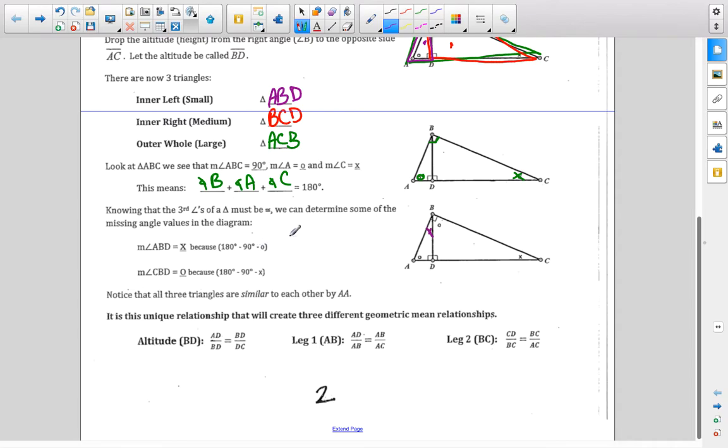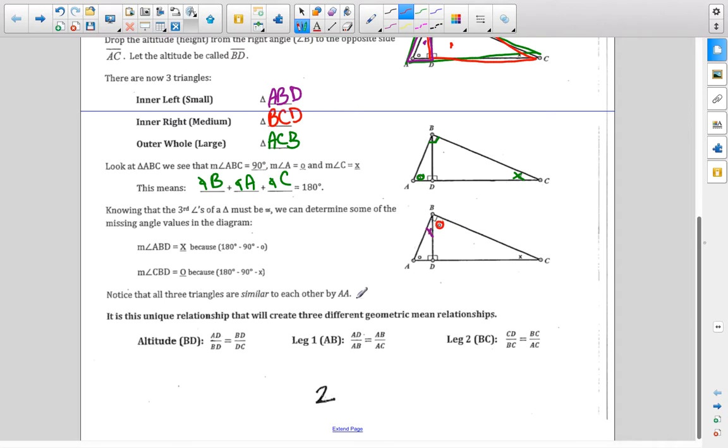On CBD, which is our red one, we have our 90, we have our X, so we know that this side has to be the O, whatever O is, because we know that these three angles are the same as these three angles: 90, O, and X. 90 and X, therefore the third one is the O degrees.